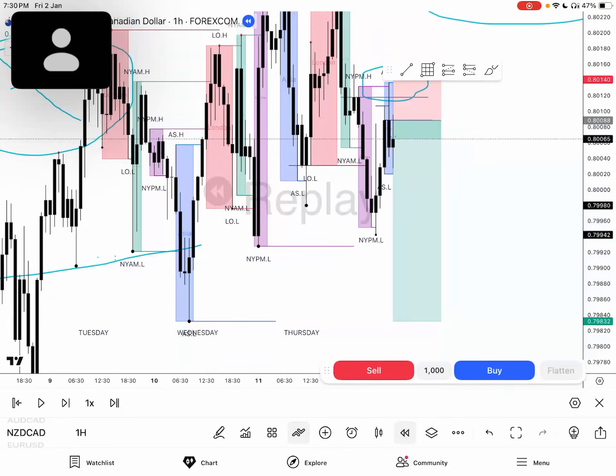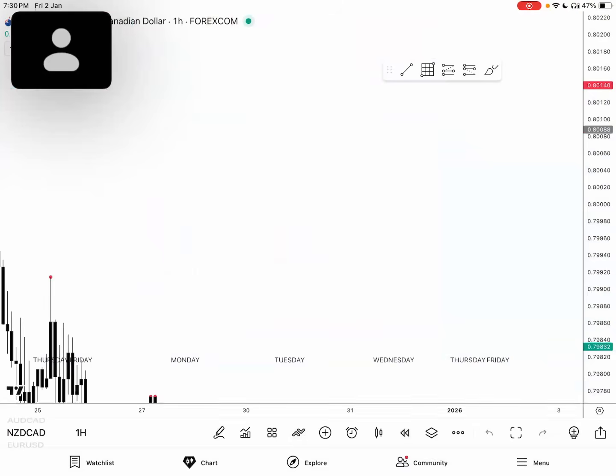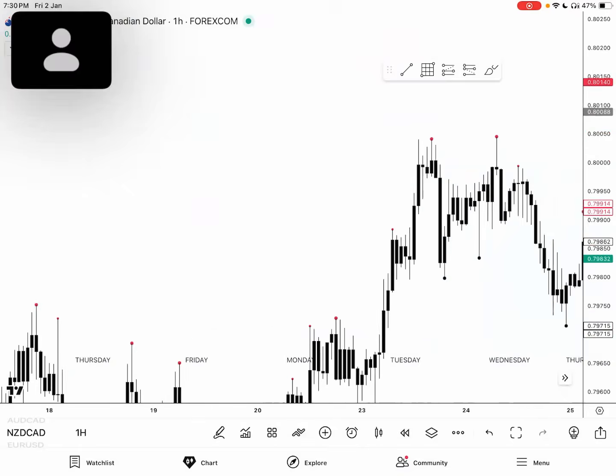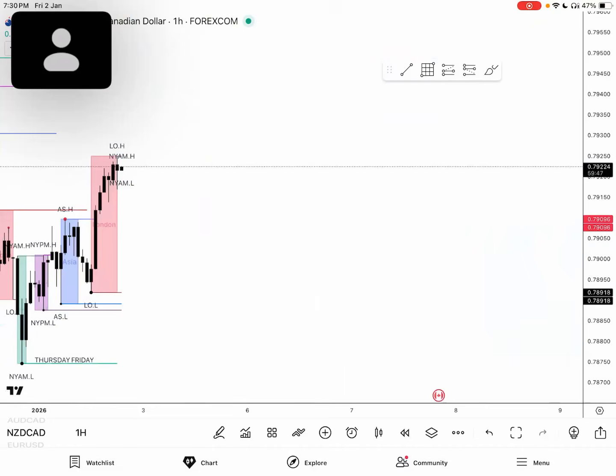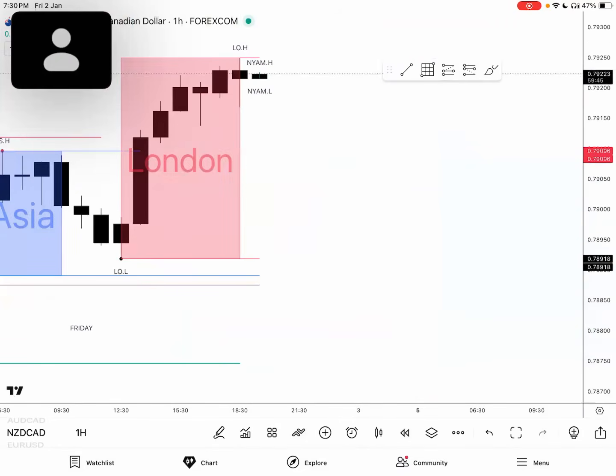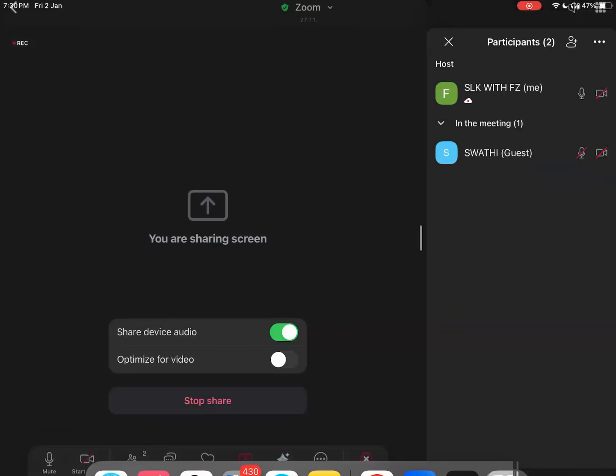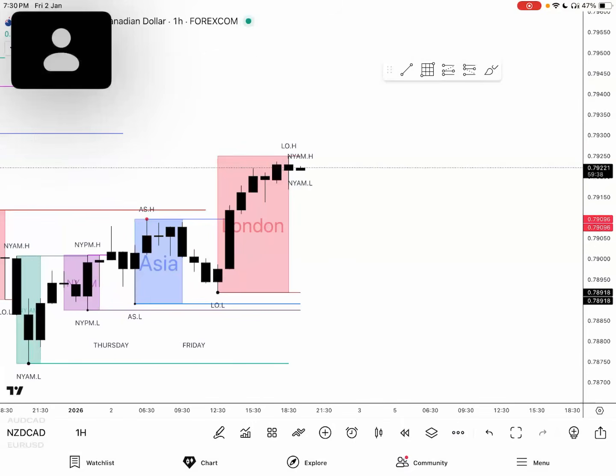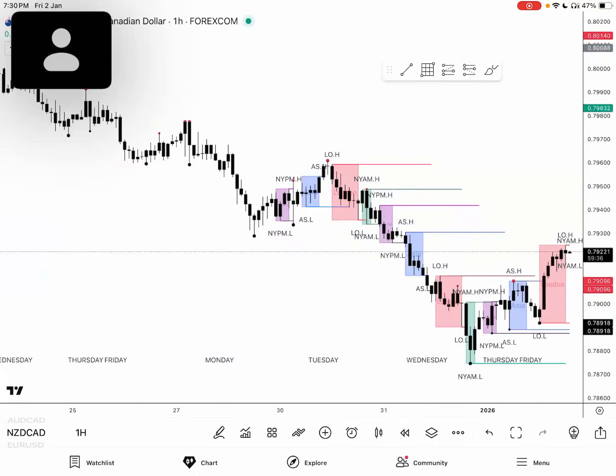Understand? So this is how you need to take your entries by the ranges, and you can use the sessions as your confluence. So let me go for an H4 now and find what is our another breakout level.